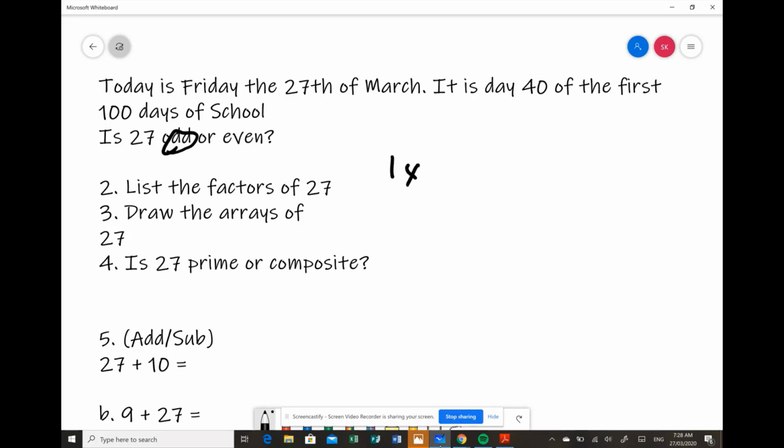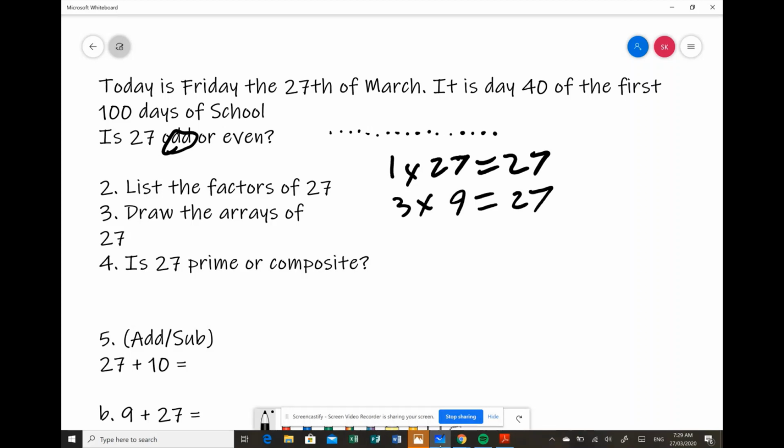We're going to have 1 times 27 equals 27. And we're going to have 3 times 9 equals 27. Draw the arrays of 27. So we'd have one long line: 1, 2, 3, 4, 5, 6, 7, 8, 9, 10, 11, 12, 13, 14, 15, 16, 17, 18, 19, 20, 21, 22, 23, 24, 25, 26, 27. And 3 rows of 9.